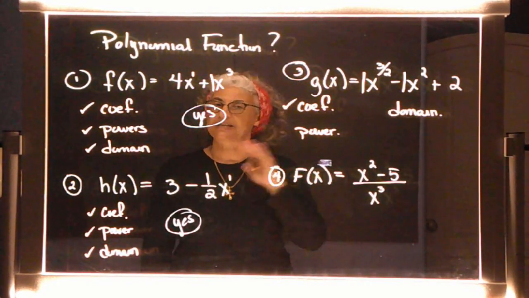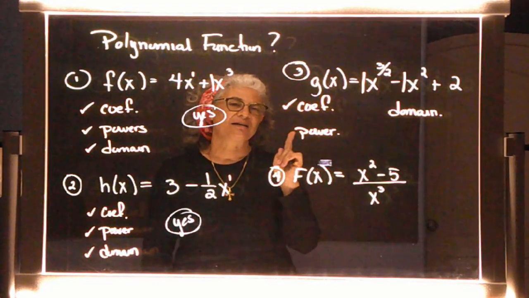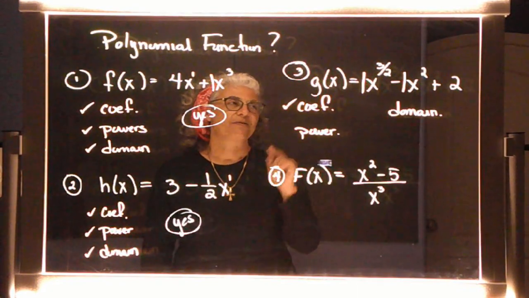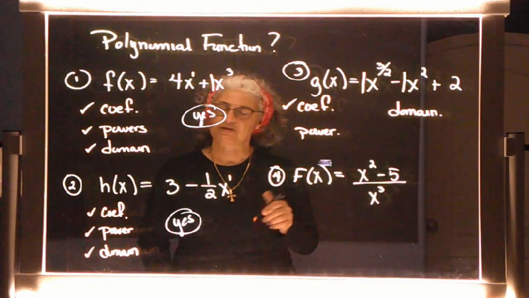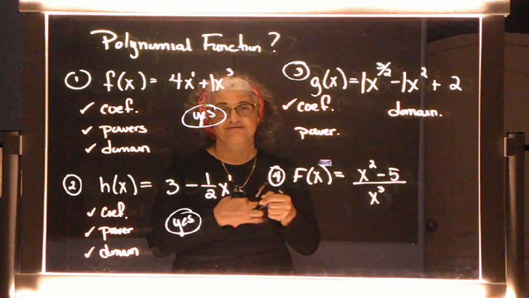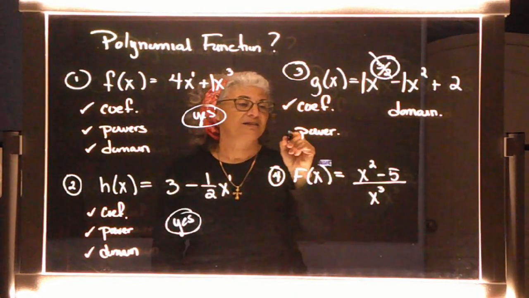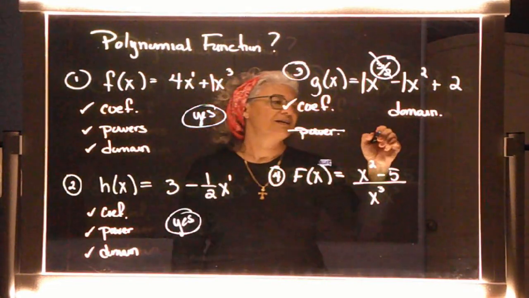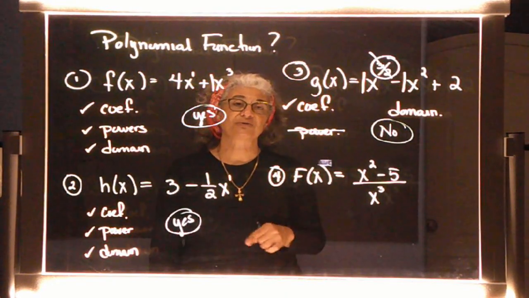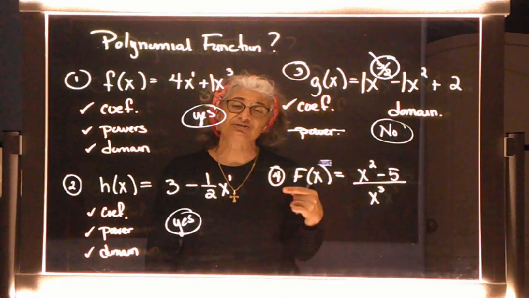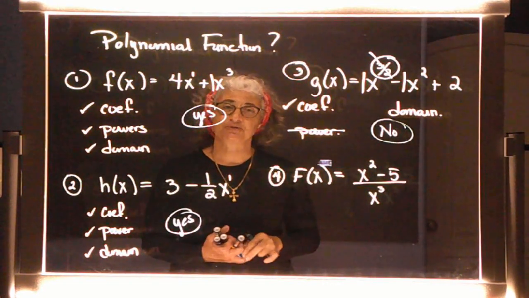Got to check the powers. They can't be negative. Well, these are not negative, and they have to be integers. They have to be non-negative, and they have to be integers. Are they all integers? Nope, they are not. You see where it failed? Right here it failed. That doesn't work for us. This is crossed off. This is not a polynomial function because one of those powers was a fraction. And remember, an integer is not a fraction and it's not a decimal. So number 3, that's not a polynomial function.